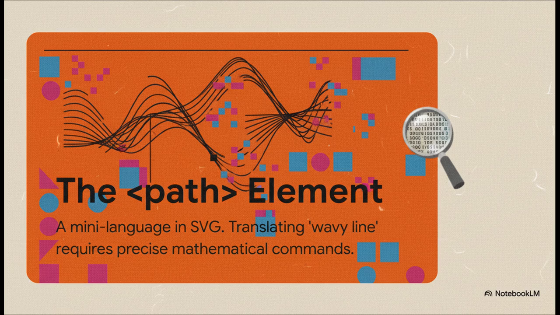For a perfect example, just look at the SVG path element. It's basically its own little programming language inside of SVG just for drawing lines and shapes. So to create something as simple as a wavy line, the AI can't be poetic about it. It has to generate a perfectly precise sequence of mathematical commands. A single wrong number in that sequence, and you don't get a smooth wave, you get a jarring, broken glitch.